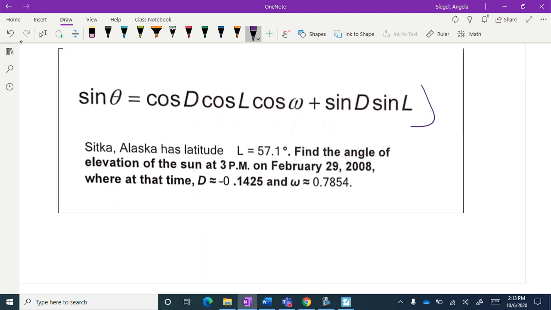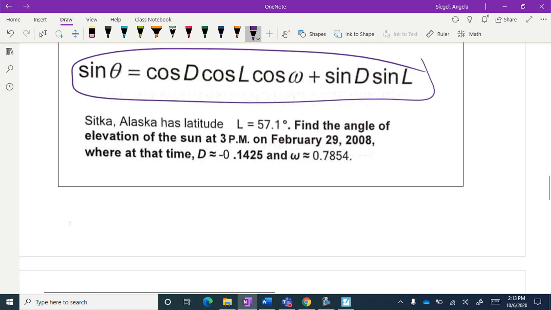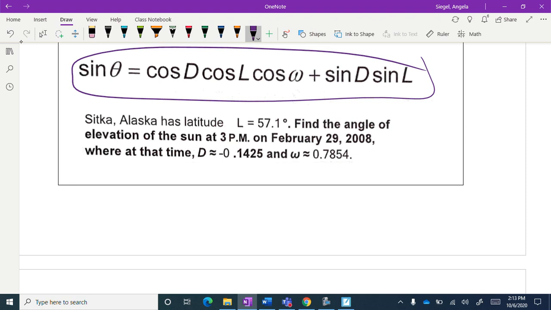So notice that's the same formula. Nothing's changed here. And so we have a latitude of 57.1, and the angle of elevation of the sun is at 3 p.m. At that time, there's D and here's W. So just see what you can make of that.